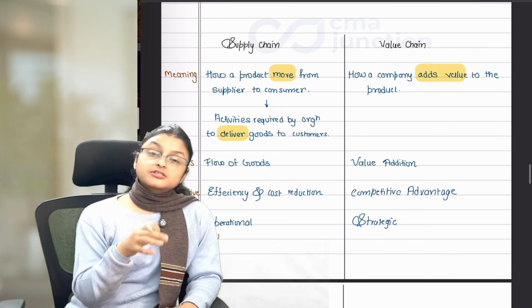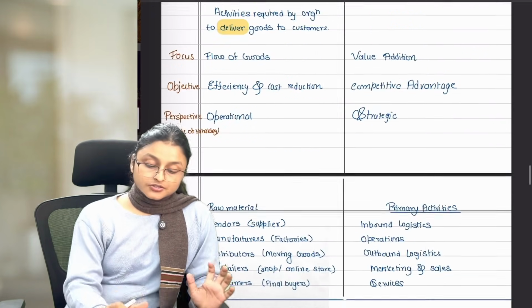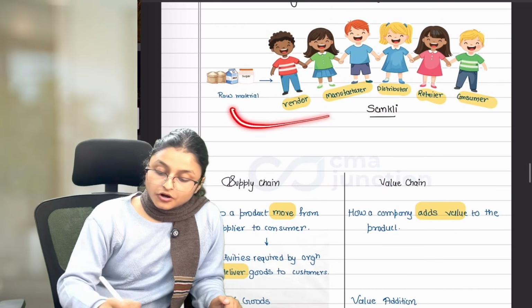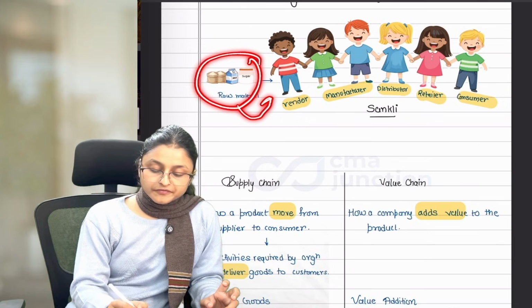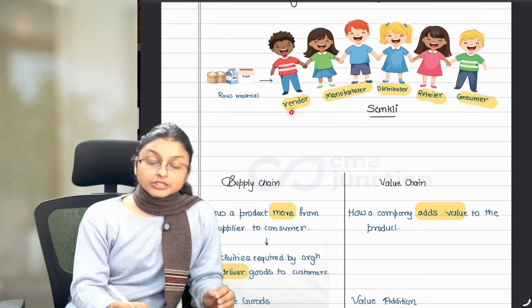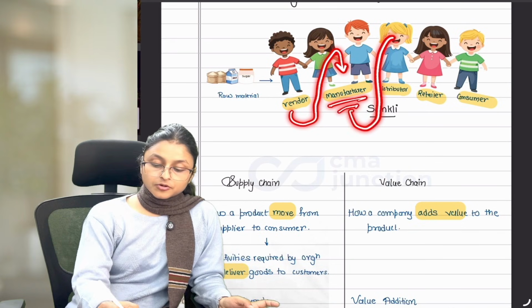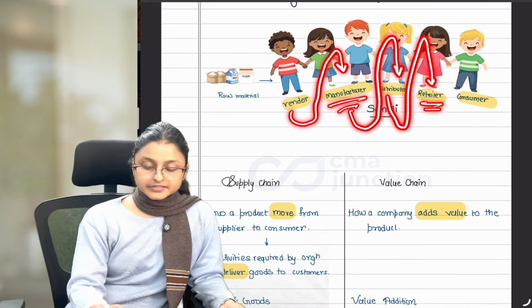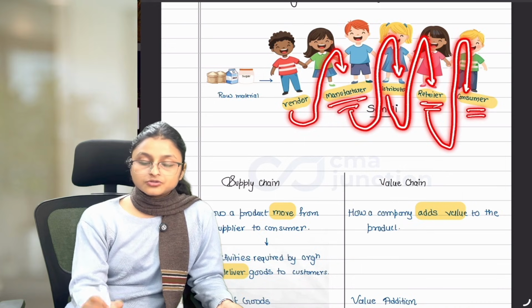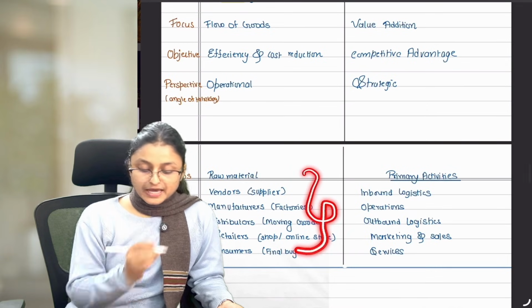Now, if I talk about the steps followed in supply chain and value chain, what are they? These are the steps of supply chain. First comes raw material, which comes from the vendor or supplier. The vendor transfers this raw material to the manufacturer, who makes the final product and provides it to distributors. Distributors transfer it to retailers, and retailers are the ones who sell the product to the consumer. These are the steps of supply chain.